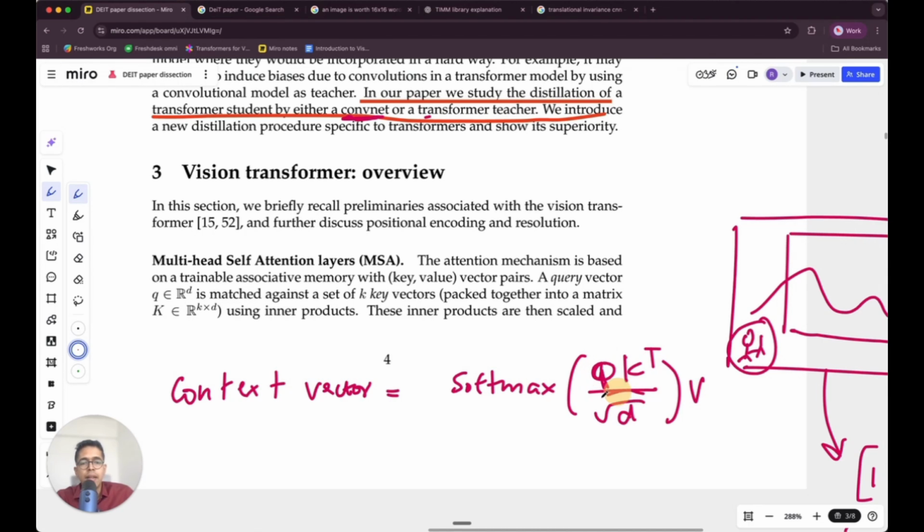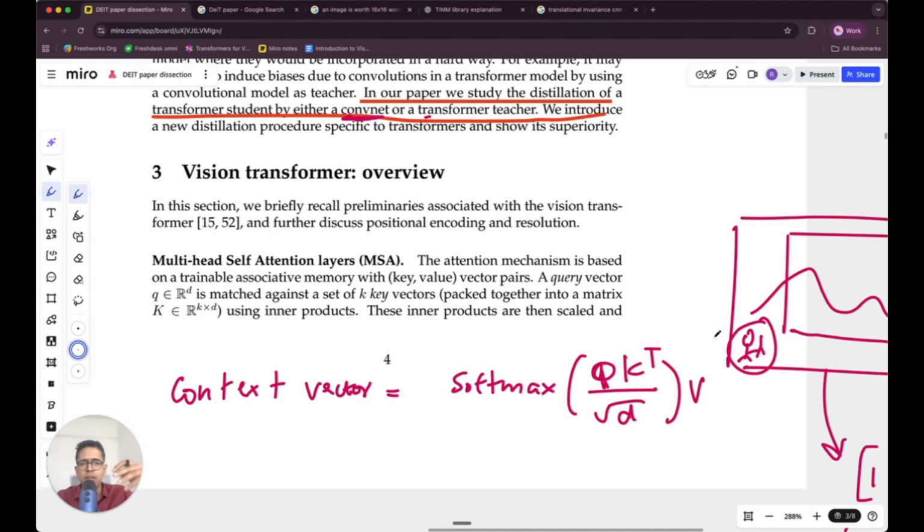divided by square root of D is the scaled attention scores. After taking softmax, you get the attention weights. And when you multiply it by V, basically you are taking attention weighted sum of value vectors. So context vector equals attention weighted sum of value vectors. This we have discussed in detail in some of the earlier lectures.